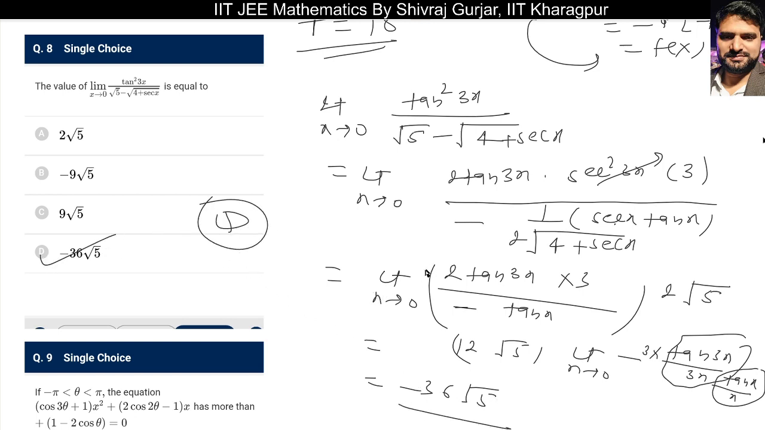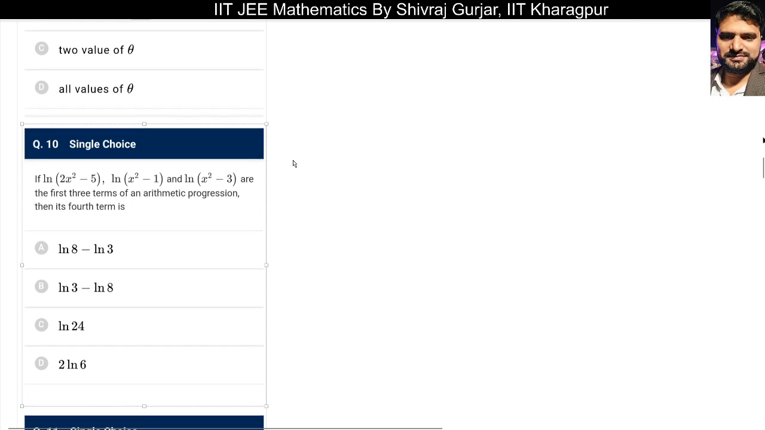Okay, so it's very easy. If we are not interested in L'Hospital, we can use the rationalization technique. Multiply root 5 plus root of 4 plus sec x in the numerator and denominator, and then proceed. It will come out that way also. Okay, so let us take the next question.